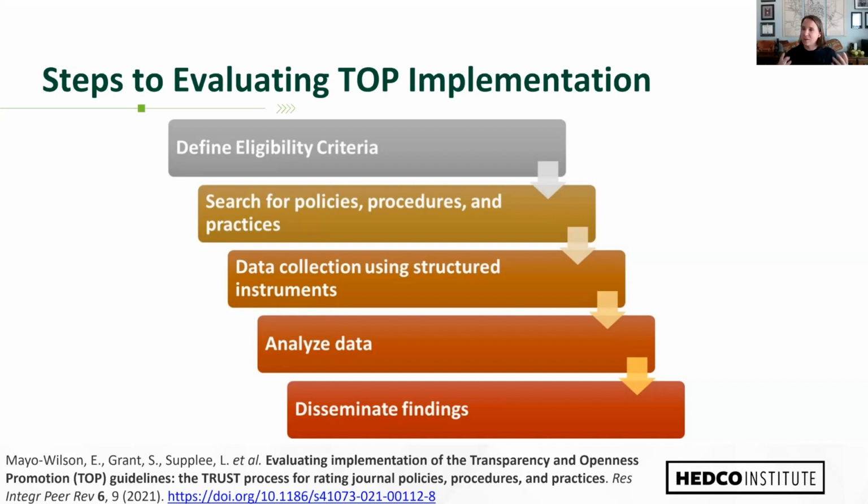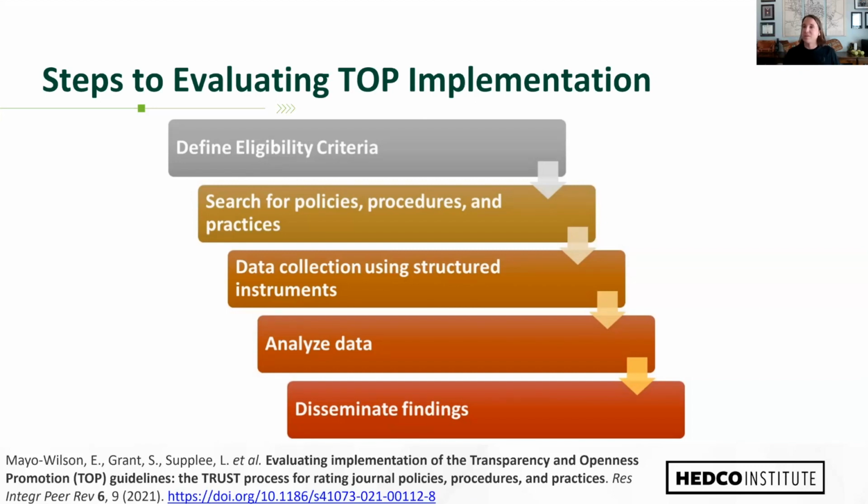To do that, we realized there was kind of a gap in an actual explicit, systematic, replicable method for assessing journals according to the TOP standards. So following best practices in systematic reviews, we came up with this process where you first define which journal or journals are eligible or of interest to you. And then you search for journal policies, procedures, and practices. I'll get in a second to what we mean by that. Then we developed our own instruments for collecting information from journal policies that are then fed into an algorithm to tell you which level your journal is at.